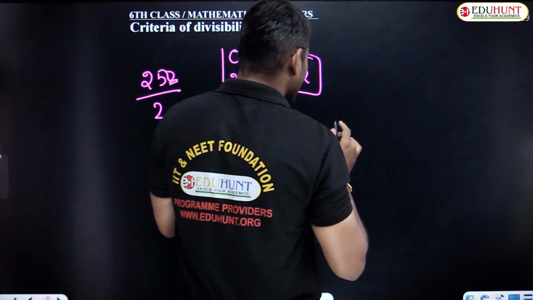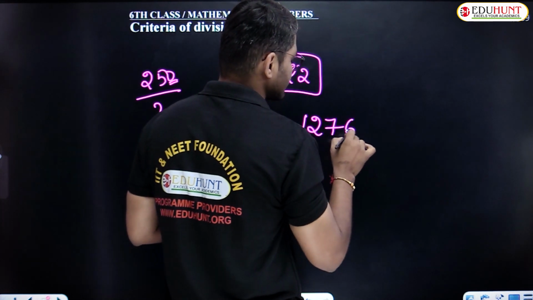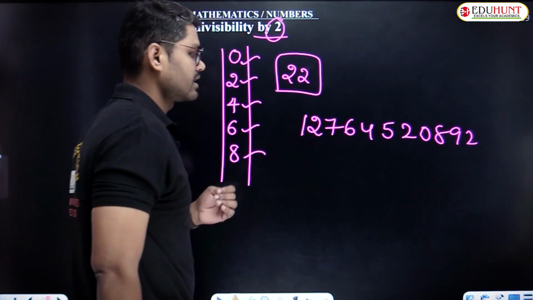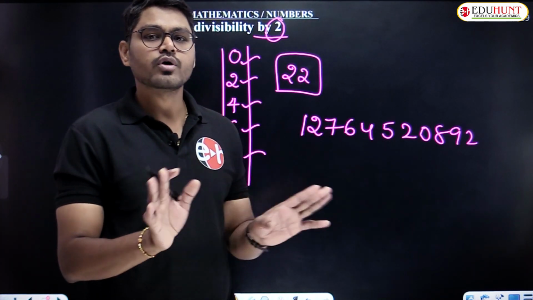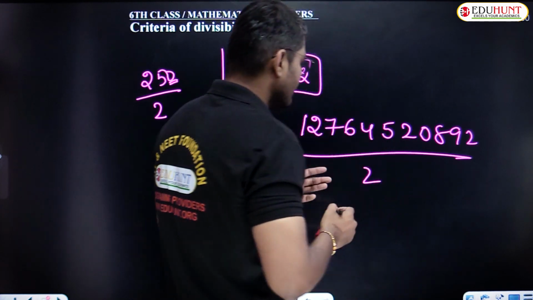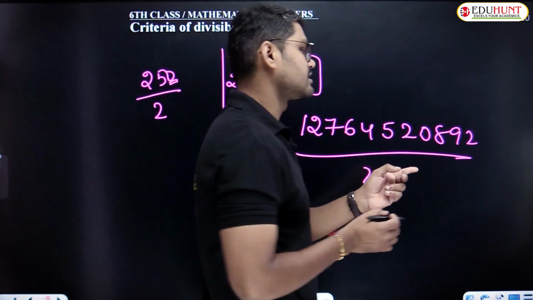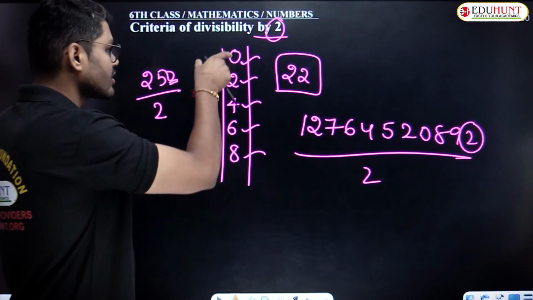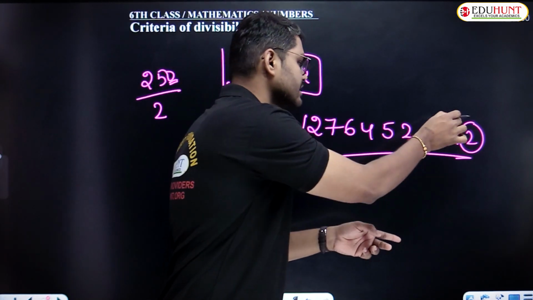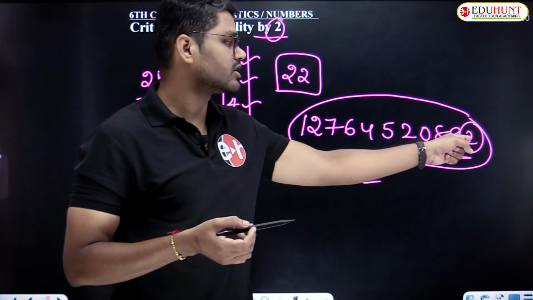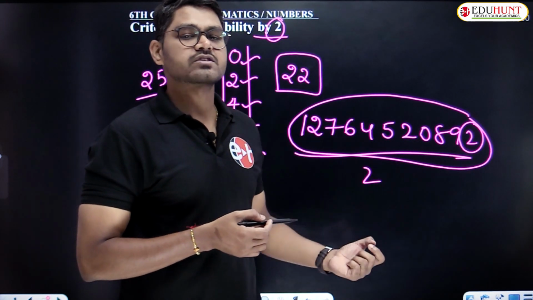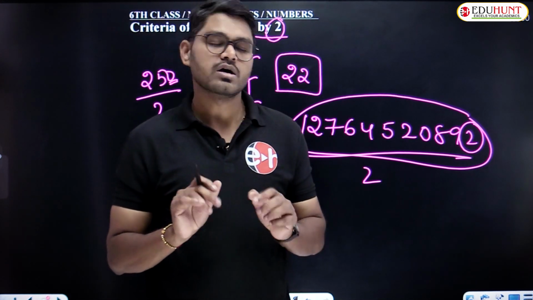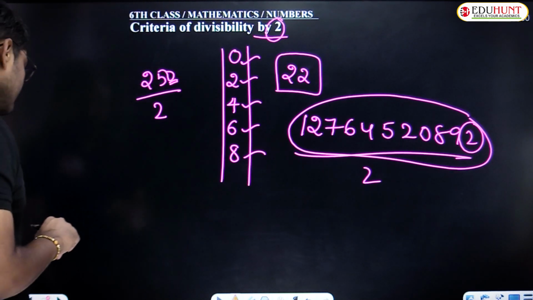If I give you a long number like 12764520892, is this number divisible by 2? No need to divide by 2. We have to check the unit digit first. If the unit digit is any of these numbers, then the whole number is divisible by 2. What is the unit digit here? 2. So 2 is divisible by 2. That's why this whole number is divisible by 2. Did you understand, students? What is the divisibility rule of 2? Right. Let's move on to the next rule.